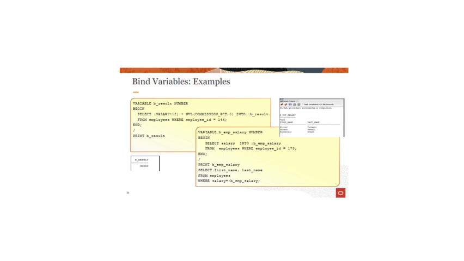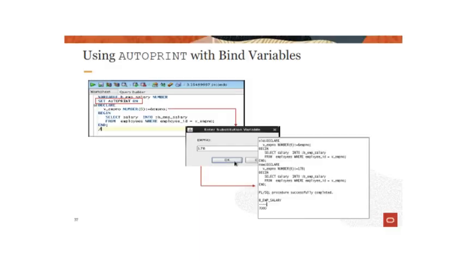The first PL/SQL block in the slide creates and uses the bind variable b_result. The output resulting from the print command is shown below the code in the slide. As stated previously, after you create a bind variable, you can reference that variable in any other SQL statement or PL/SQL program. Use the SET AUTOPRINT ON command to automatically display the bind variables that are used in a successful PL/SQL block.